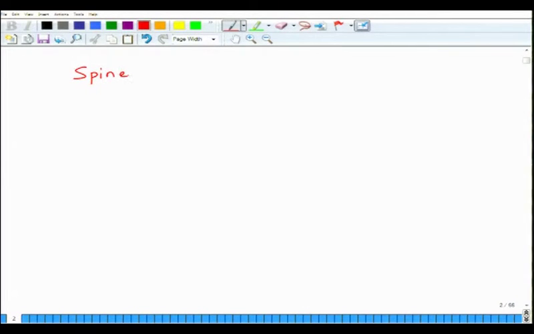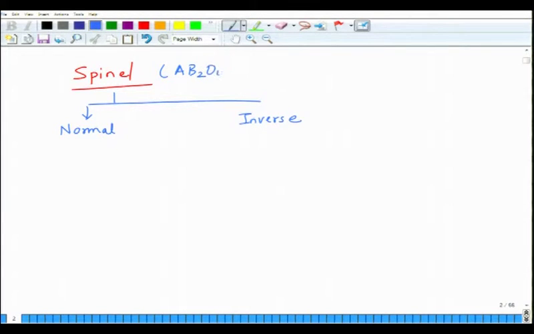So, spinel, as we discussed in the last lecture, there are two variants. One is normal, second is inverse. Both are AB2O4. In the normal case, A goes to tetrahedral sites and B goes to octahedral sites. In the inverse case, one of the B goes to tetrahedral sites and A and the remaining B go to octahedral sites.